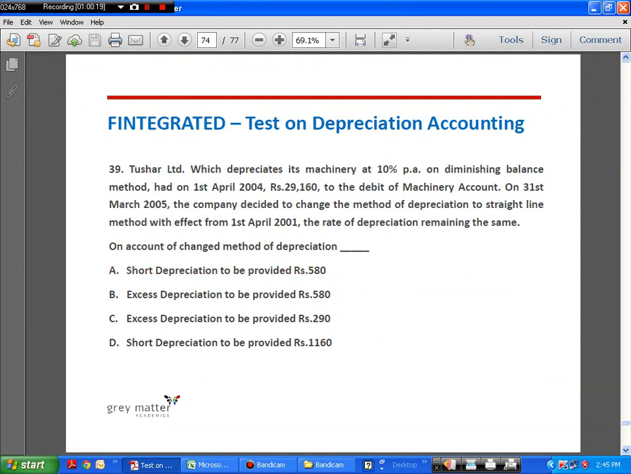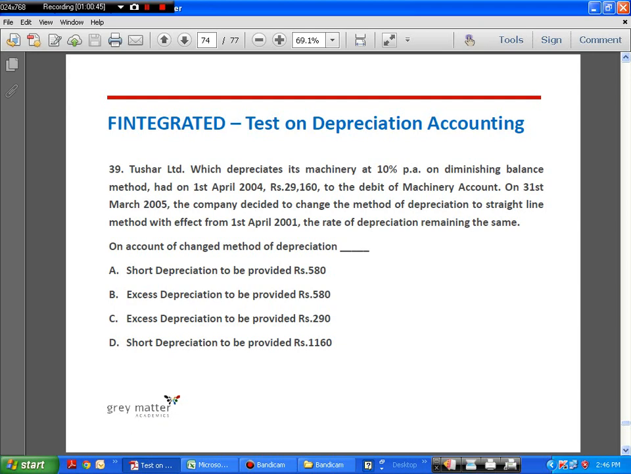Next, Tushar Limited, which depreciates its machinery at 10% per annum on diminishing balance method, had on 1st April 2004 29,160 to the debit of machinery account. On 31st March 2005, the company decided to change the method of depreciation to SLM with effect from 1/4/2001. The rate of depreciation remaining the same.